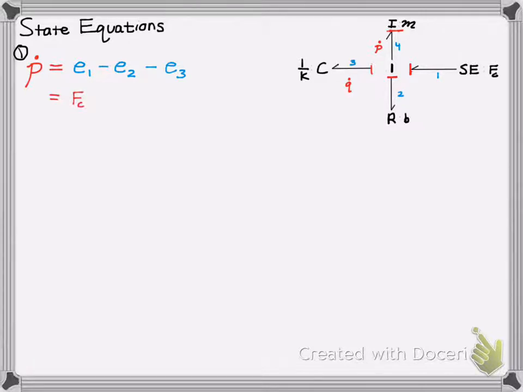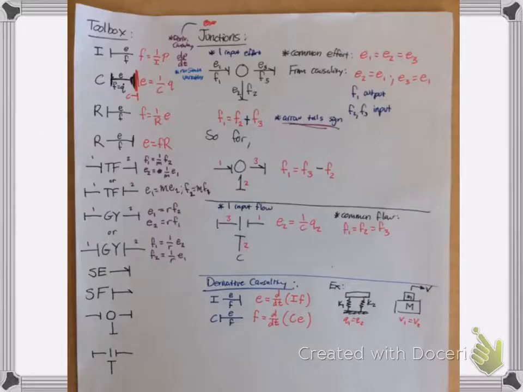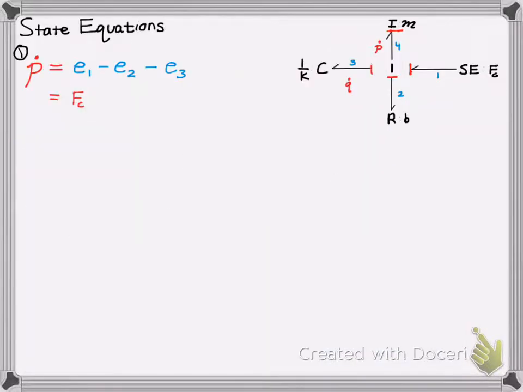So E1 is FC, that's our input. That's exactly what we want, so perfect. We have nothing to do there, we just write FC. Now E2, okay, so let's look at the capacitance over here. Notice how E can be written as 1 over C times Q. So we're like, okay, I'm looking at the wrong one. We're looking for flow, right, equals 1 over C times Q.